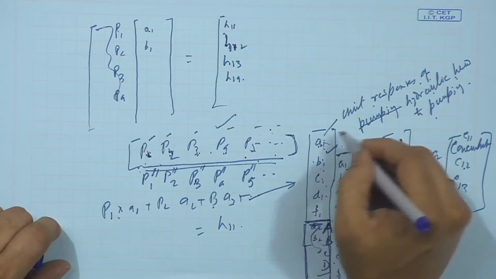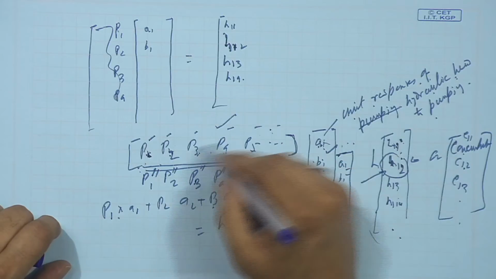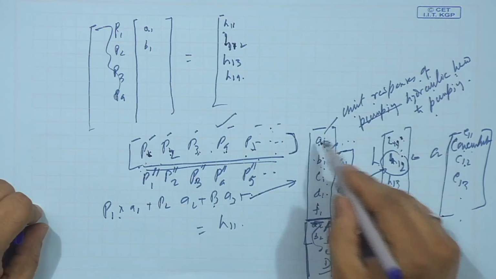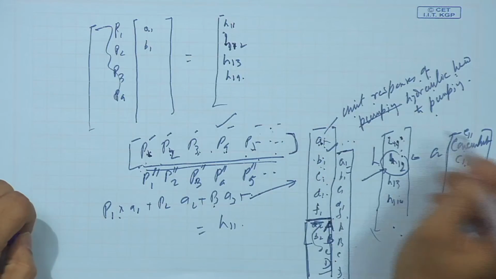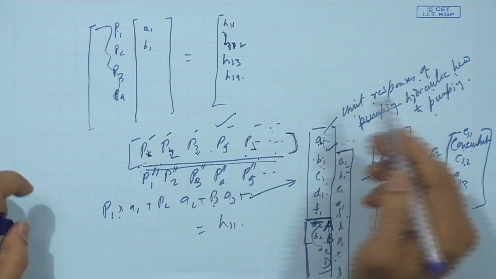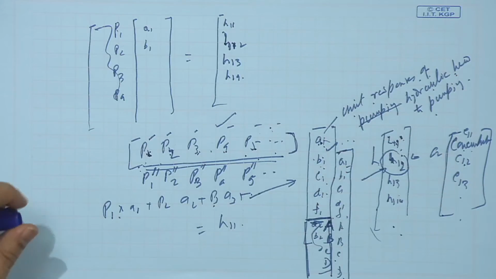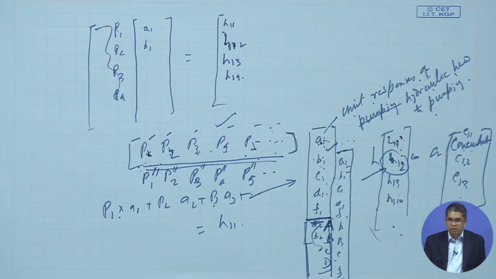Or if you find the response of the concentration to any pumping or excitation, that is given by C. So then this of course will represent the unit response of concentration to unit amount of pumping in these locations. Okay, is that okay? I mean, this at least gives you some idea. Any question? Anything you did not understand?